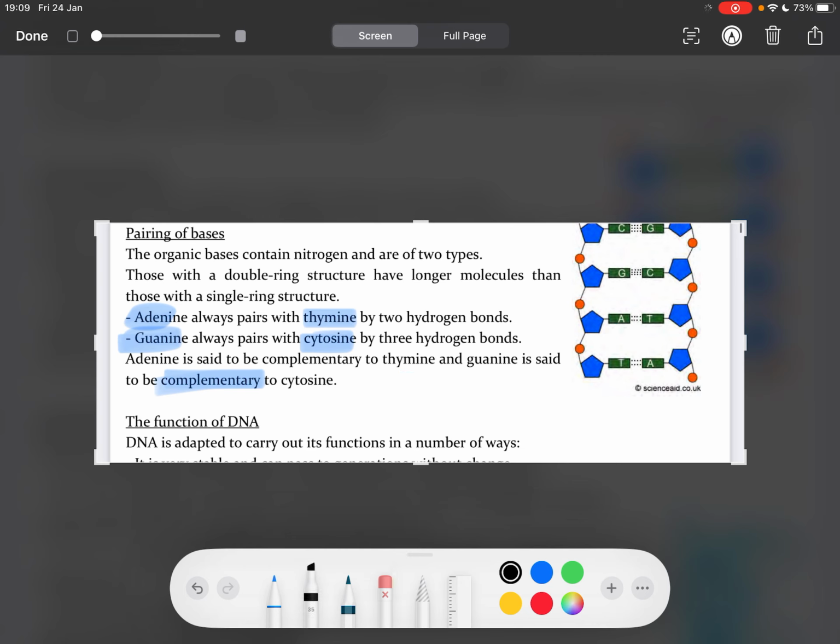Now for the A levels part, you need to know that the A is adenine, the T is thymine, the G is guanine, and the C is cytosine, and these are called complementary bases. But is that the only thing? No, it's not the only thing.